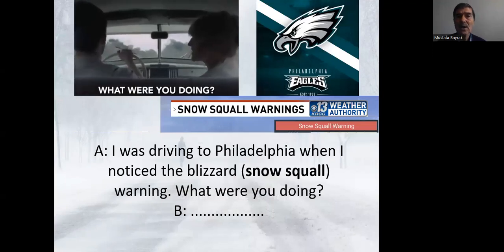Now, what were you doing before you started this journey, for example? What were you doing when you were a child? What were you doing before you became a taxi driver, for example? What were you doing in the past? Now, snow squall warnings: the weather authority issued a snow squall warning, for example.